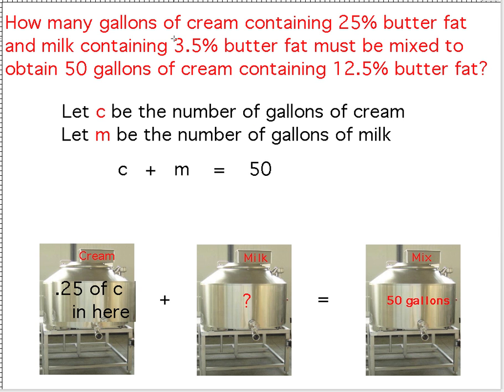Similarly, when you go back upstairs here, it says milk contains 3.5% butterfat. Now I don't know how much milk is in there, but I know, going to a decimal here, that 0.035 of the milk that's in there is butterfat. Now what about the mixture? That's actually stated here for us. It says that 50 gallons of cream contain 12.5% butterfat. 50 gallons of our mixture, and 12.5% of it is going to be butterfat, or 1/8 of it is going to be butterfat.